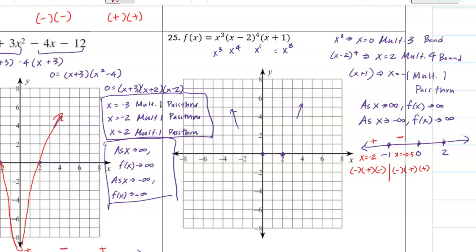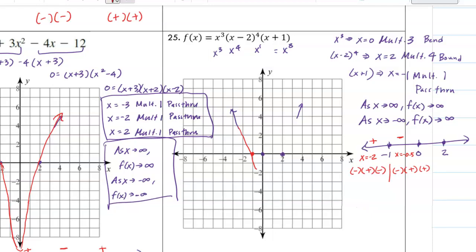So negative one, then we had a pass through. Okay. And then at zero, we're going to have a bend. So it's going to go down. And I can figure out the y-intercept. Zero. I have to change colors. Zero equals zero. It's just going to be zero. So it's not going to have another y-intercept. No, it's just going to come back up.